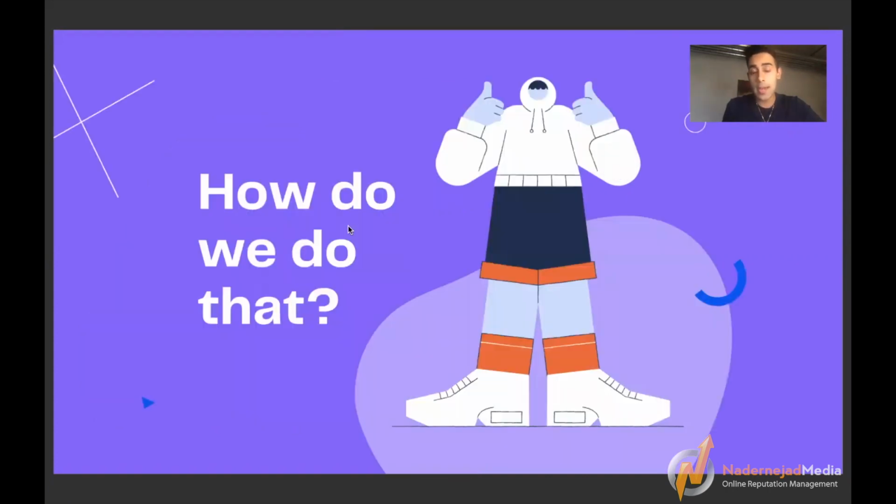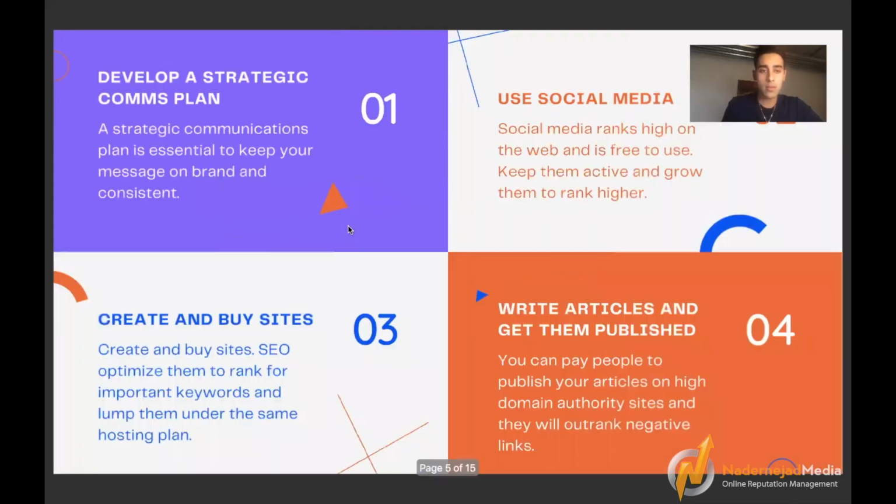So how do we do that? How do we search engine optimize? How do we make our assets rank higher on the internet? And a bigger question is, what do we create? So I've developed this. It's a 4-step plan, and it goes over how to make positive content rank, but also where to start. And it starts at number one.